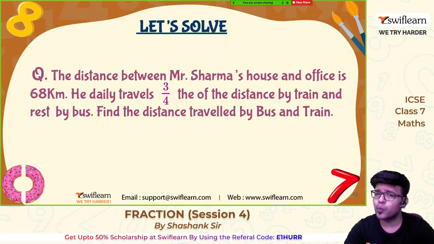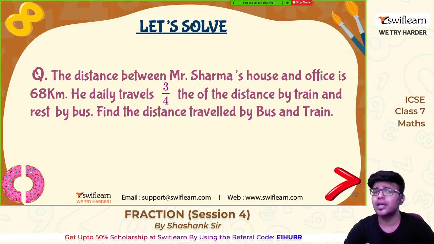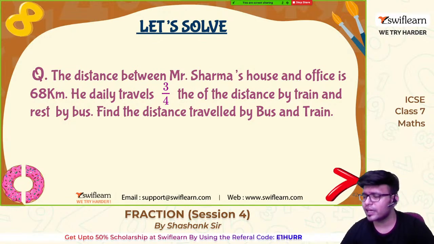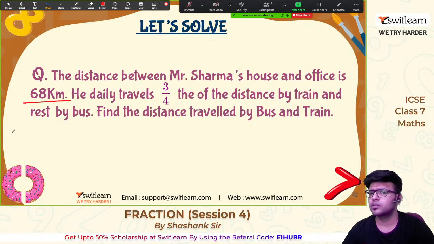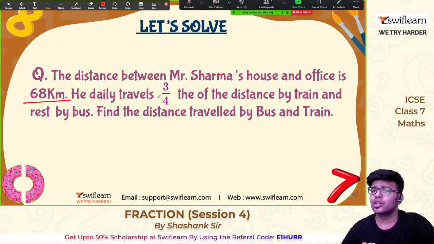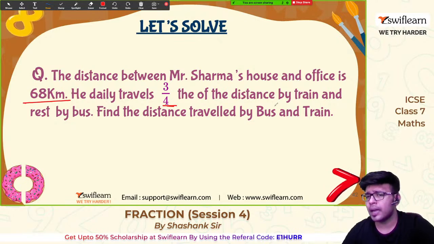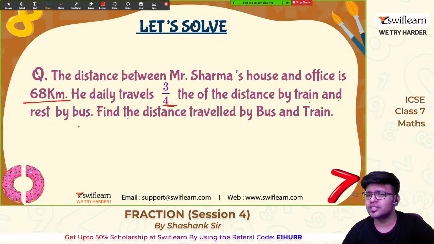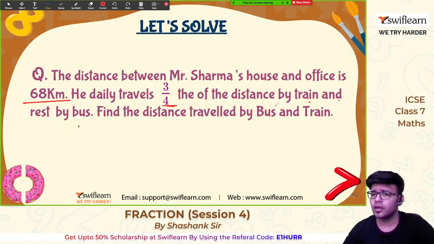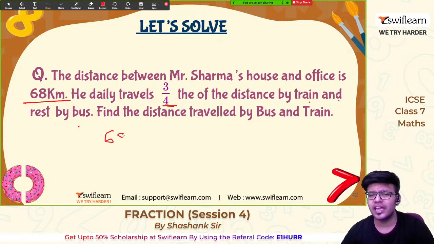The distance between Mr. Sharma's house and his office is 68 kilometers. He daily travels 3/4 of the distance by train and the rest by bus. Find the distance traveled by bus and train. Total distance traveled is 68 kilometers. Distance traveled by train is 3/4 of the total distance. So 68 into 3 by 4.